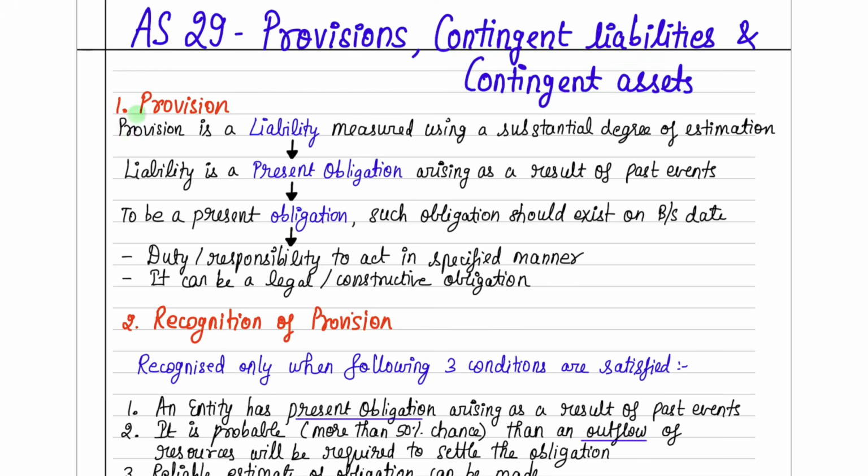So starting with the first one, which is provision. So what is a provision? In this AS, you're going to learn three things: what is provision, what is contingent liabilities, and what is contingent assets. If you understand provisions properly, the other two are going to be very easy for you. So we are going to spend a lot of time understanding provisions, and then we will go on with our contingent liabilities and contingent assets.